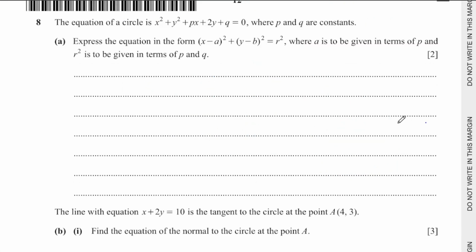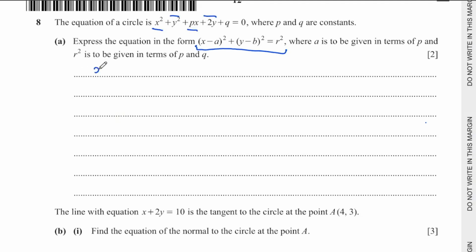Next part, the equation of a circle is x squared plus y squared plus px plus 2y plus q equals 0, where p and q are constants. Express it in this format, where a is given in terms of p and r squared is also given in terms of p and q. So remember, if you have an equation like this and you want to change it into this format, we need to complete the square for x and we need to complete the square for y.